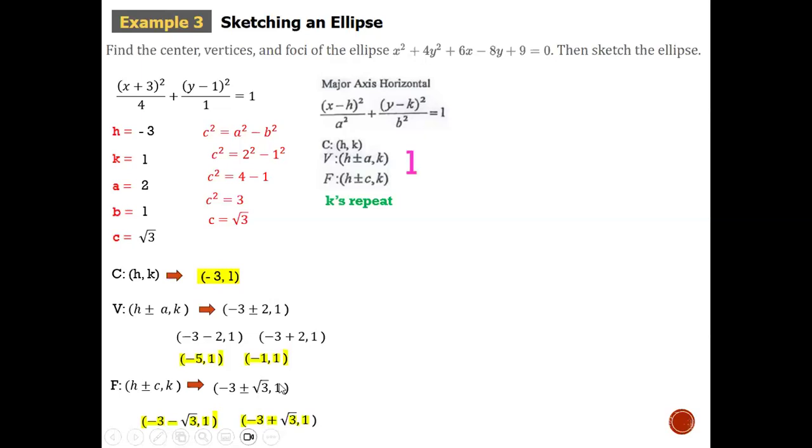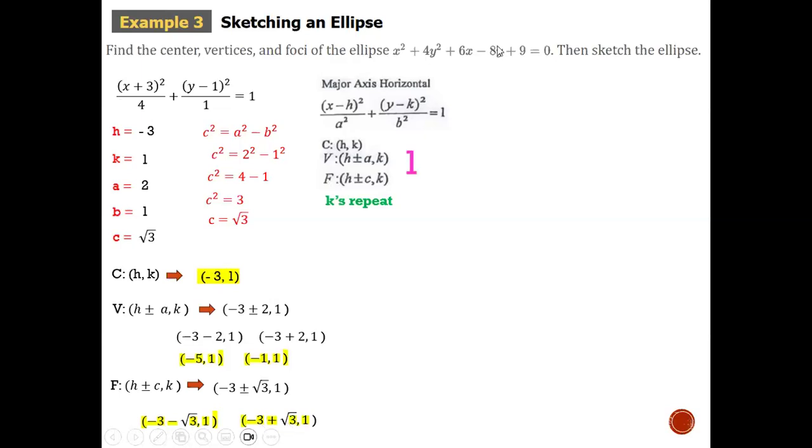You don't have to get the value of the square root of 3. Just leave it. Don't have to get the decimal value. So it's negative 3 plus square root of 3, negative 3 minus square root of 3. So we found the center. We used our formula to find the vertices, and then we used our formula to find the foci.